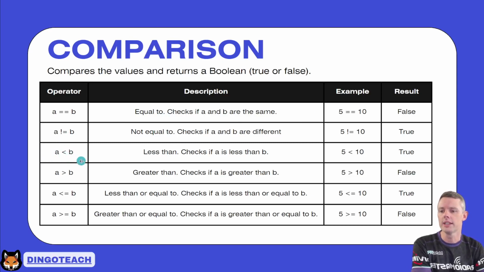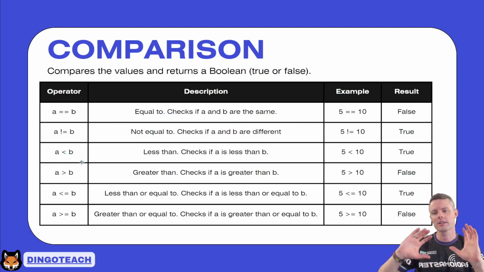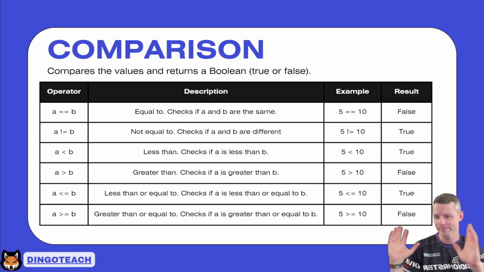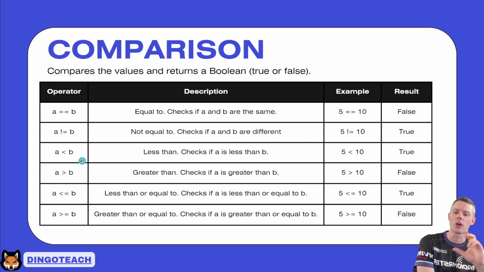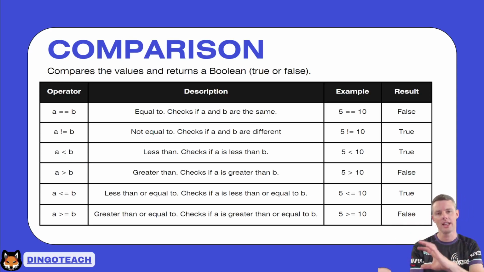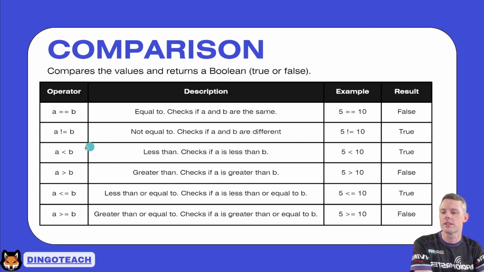The next one here, less than. Less starts with the same letter as left. That's how I always think about it. It points to the left, okay? Because I know some people struggle with remembering which one is less than and which one is greater than. Less, left, there you go. So is A less than B? In this case, the example 5 is less than 10. Well, that is true.